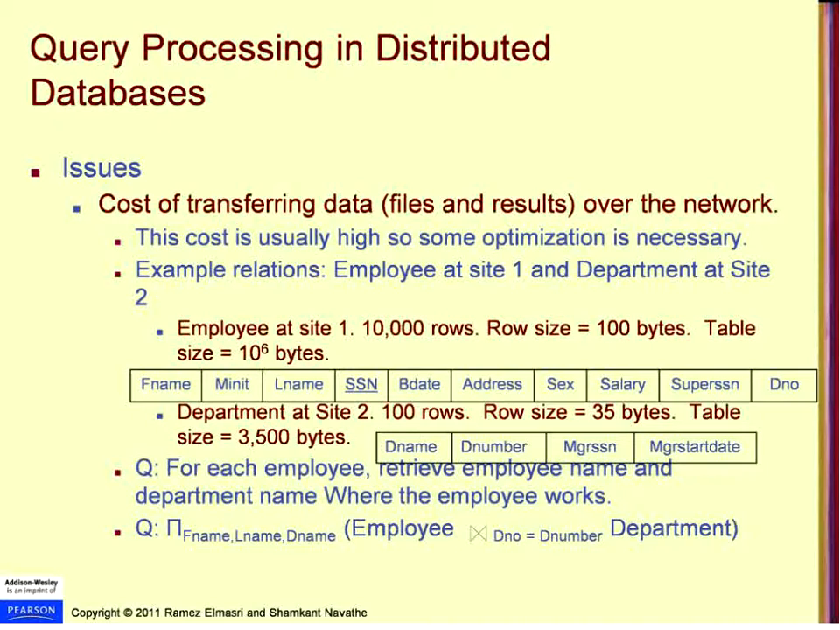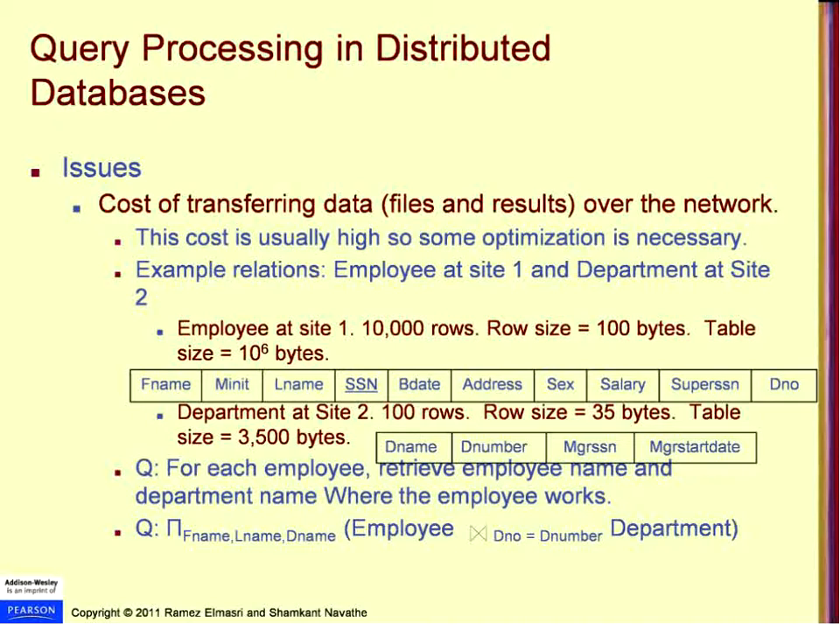Now the employee relation at site 1 has 10,000 rows, and each row size is 100 bytes. It means how much will be the size of the complete relation? It will be 10,000 multiplied by 100 bytes, so it becomes 10 raised to the power 6 bytes.